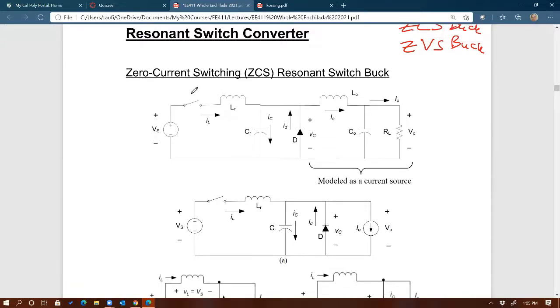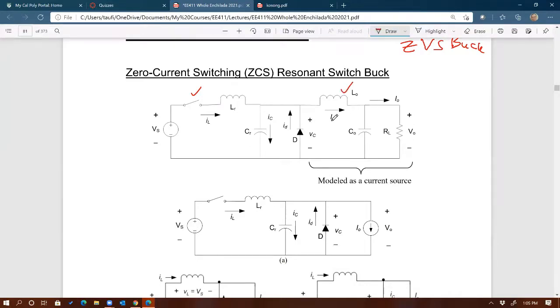How do I know that? Well, at the input, that's why EE410 is important, right? You have a switch at the input, and then you have an inductor at the output, and then the diode in the middle. So if you look at these three components right there, that's the T network, the T network that you learned from EE410.